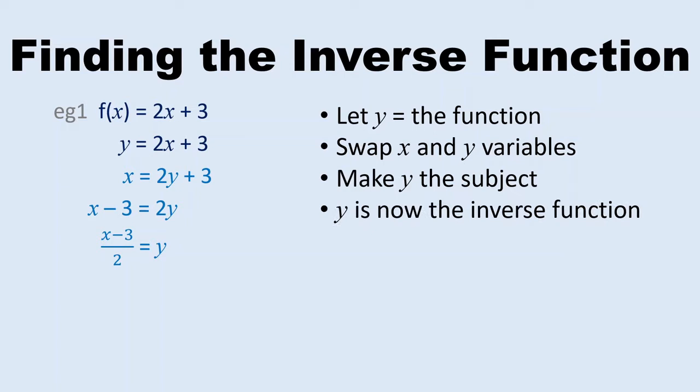So I could write, instead of y is equal to (x minus 3) over 2, f inverse of x is equal to (x minus 3) over 2. Note the notation here. f with a little power of -1 doesn't mean f to the power of -1. That's the inverse notation of function f. Just as f of x doesn't mean f times x, it means function f has got an input of this x value. So make sure you don't get that notation confused with function notation.